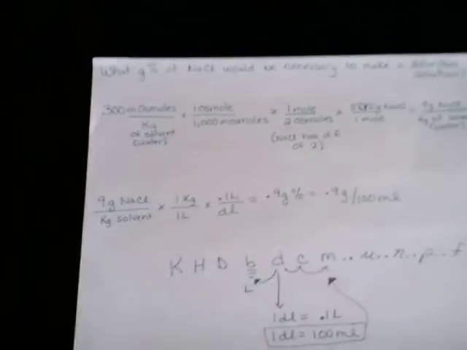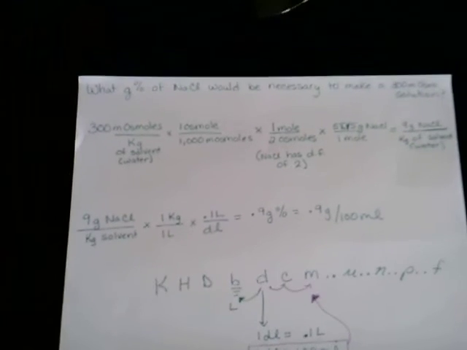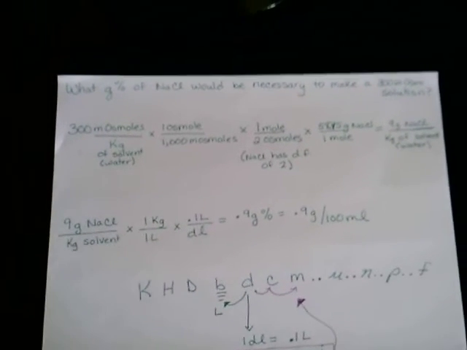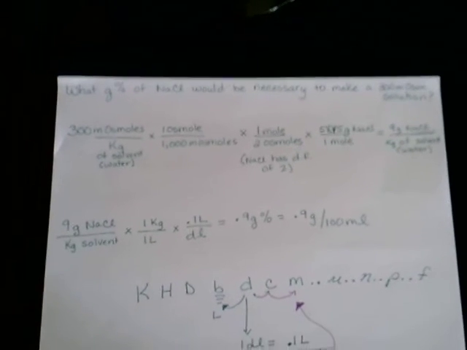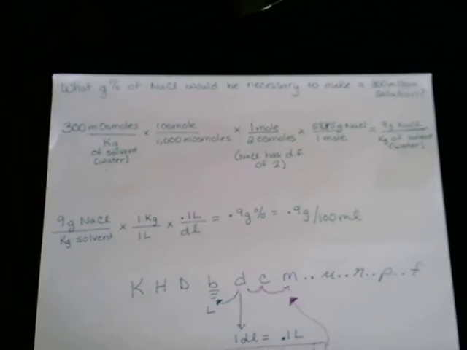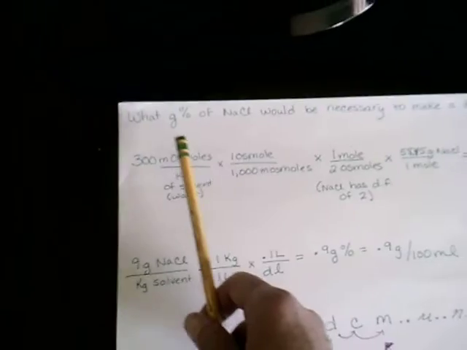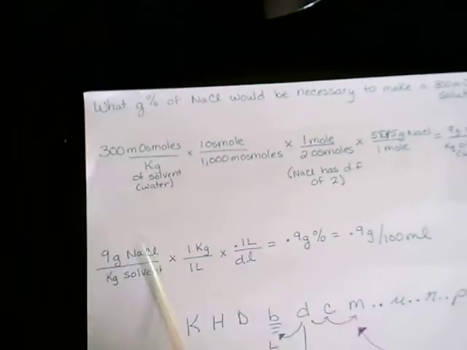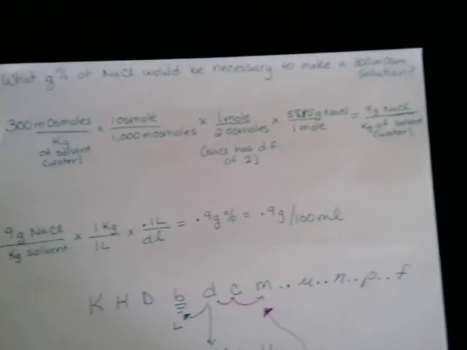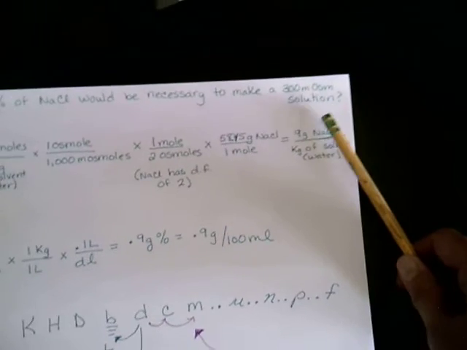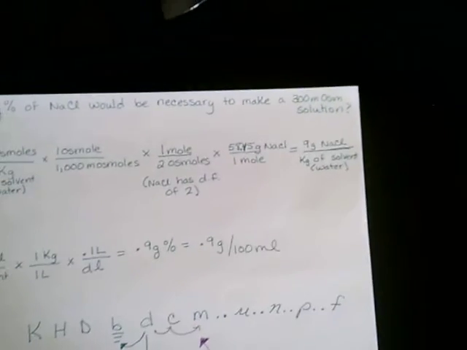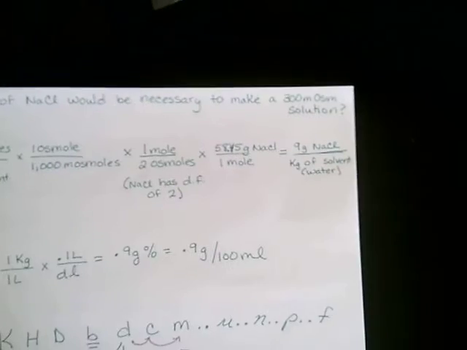Many of you have been asking me about the challenge question I gave in class. Most of you did not show me your attempt. That is not okay. You were specifically told to come to me and show me your attempt. A few of you did, and I greatly appreciate that. Your challenge was, what grams percent of sodium chloride would be necessary in order to make a 300 milliosmolal solution? Remember, 300 milliosmolal is our magic number for all of our body fluid compartments.